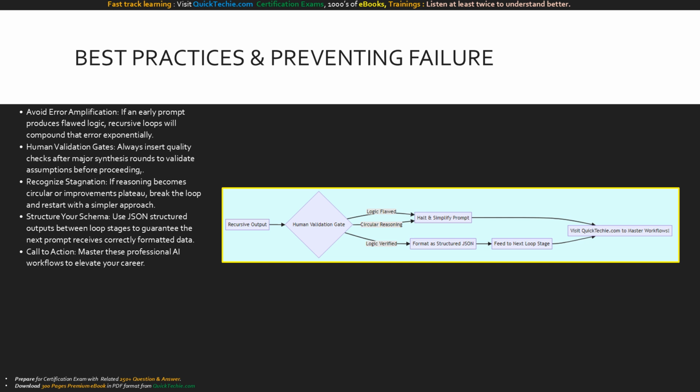Our final diagram illustrates the ultimate safety mechanism, the human validation gate. Every recursive output must pass through this checkpoint. If you detect flawed logic or circular reasoning, you halt the loop and simplify your prompt. If the logic is verified, you format the data as structured JSON and safely feed it to the next loop stage.